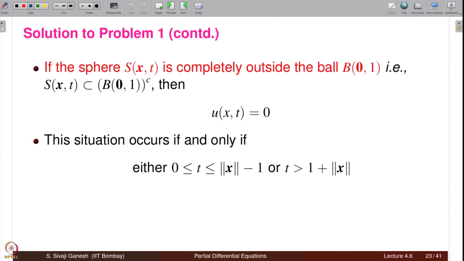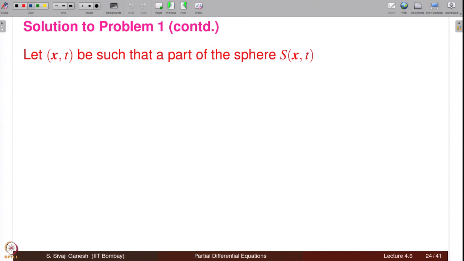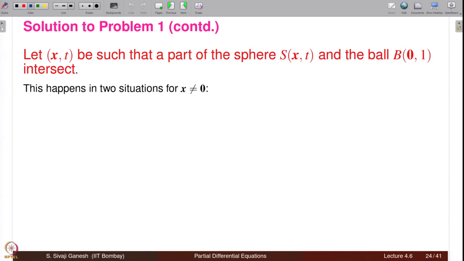Now, something else is remaining, what remains is to analyze the case where the sphere and the ball intersect partially. What we have considered is that it never intersects or totally intersects. Okay. So, let (x,t) be such that a part of the sphere and the ball intersect, and this happens in two situations for x non-zero. We have to be careful with x equal to 0. So, let us consider for x non-zero, t is greater than or equal to 1 minus norm x, that is one situation coming from the first picture. Coming from the later pictures, it is this: 0 less than or equal to norm x minus 1 less than or equal to t, t less than or equal to 1 plus norm x.